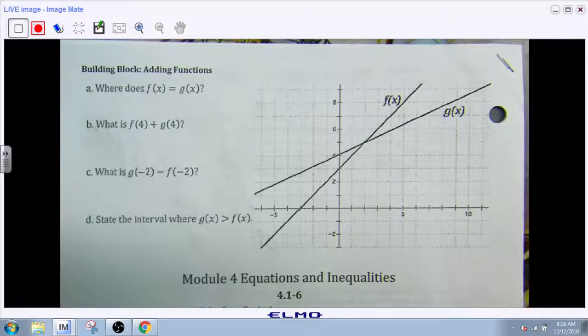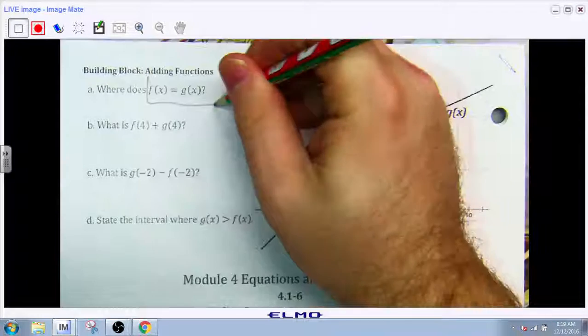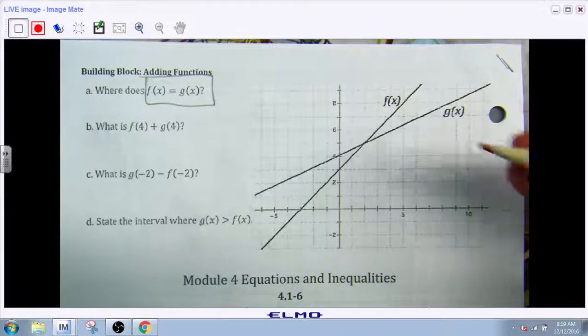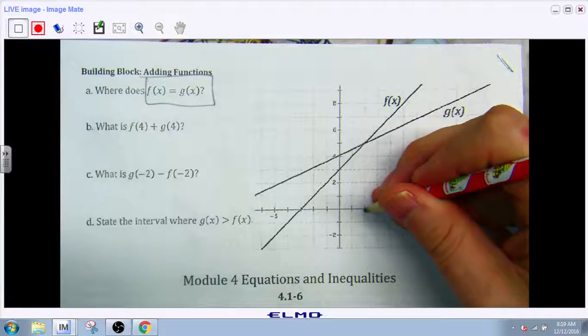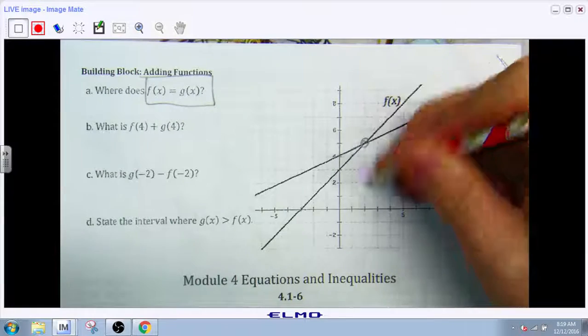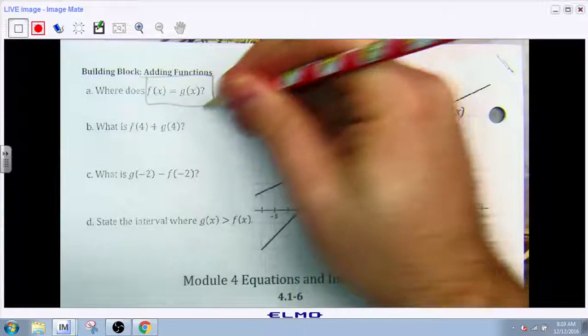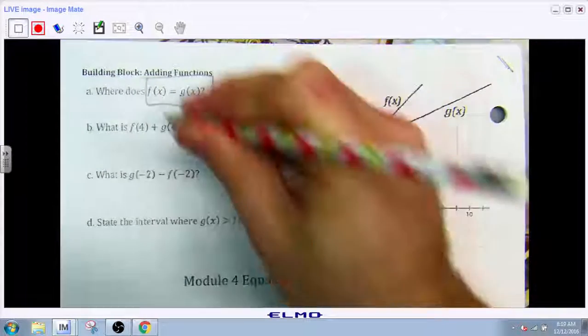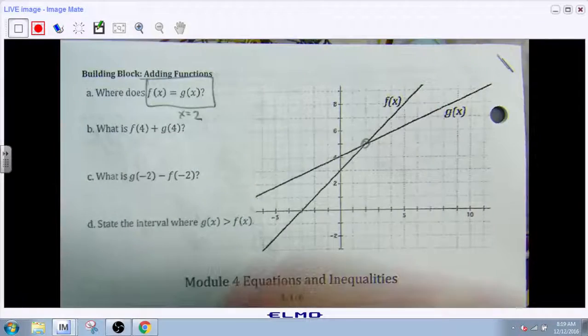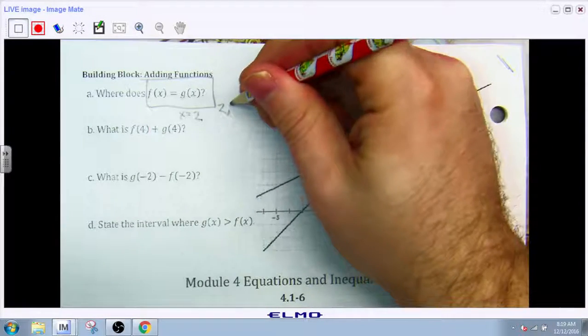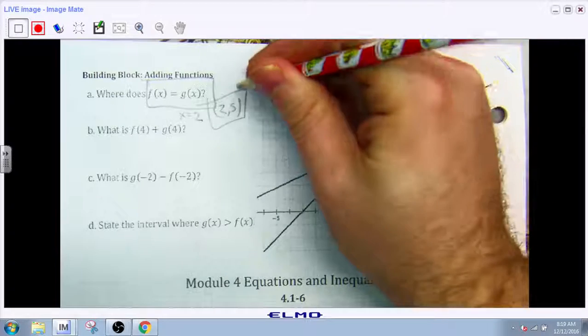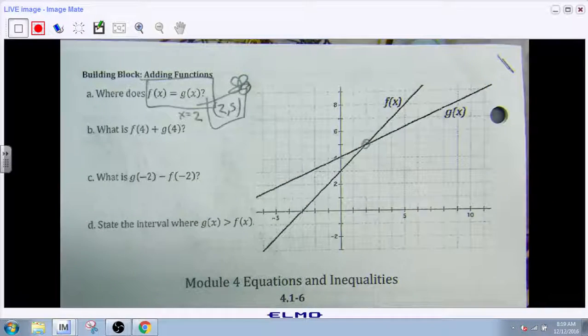Where does f of x equal g of x? So this is just asking if you know what that means. That means they're both at the same place at the same time. So where do these y values intersect? Right here when x is 2. So at the point where x equals 2, or if you wanted to get fancy, you could say the point (2, 5). Put a bow on it, ship it away.